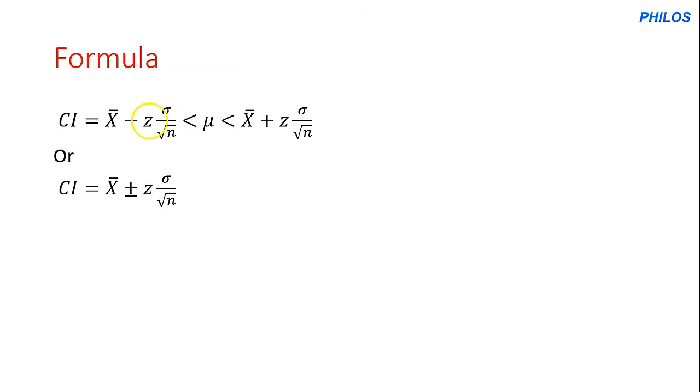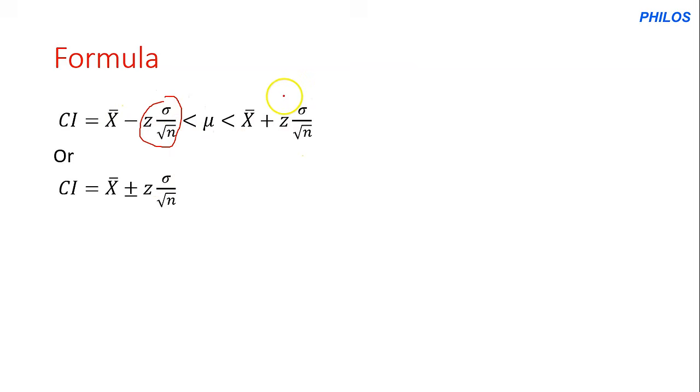Then the entire z times standard deviation over root n, we call it margin of error, and we represent it with e. It is the greatest possible distance between the point estimate, that is the sample mean, and the value of the parameter it is estimating, that is the population mean. So the greatest possible distance between the population mean and the sample mean is the margin of error.